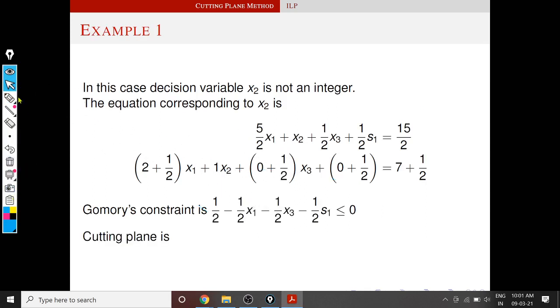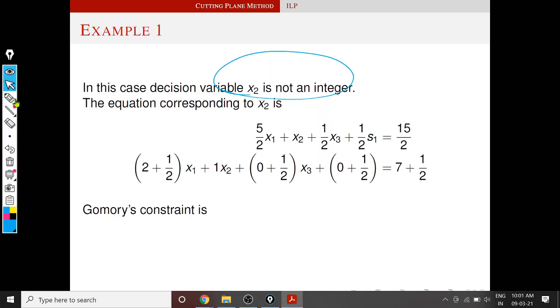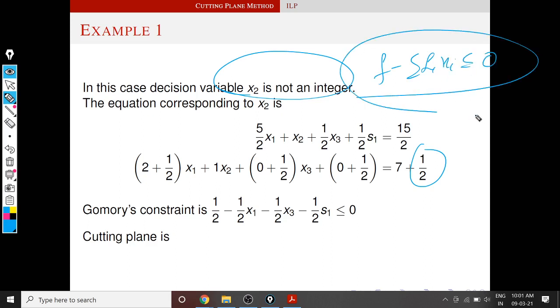So this is corresponding to, first we are going to write this equation, then we can write this Gomory's constraint. So what about this equation? f minus sigma fi xi. Here Gomory's constraint is 1 by 2, f minus sigma fi xi less than or equal to 0. This is Gomory's constraint.